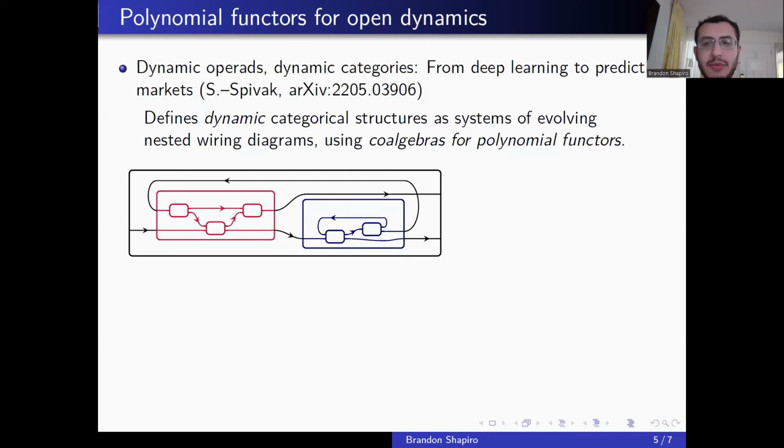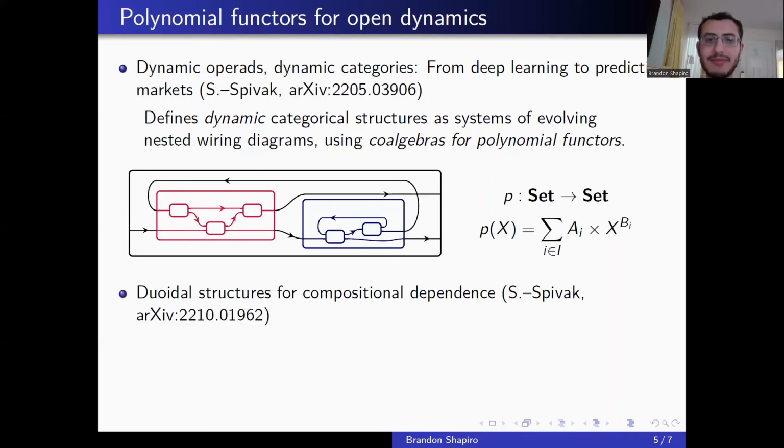The formalism we use for this is polynomial functors and their coalgebras. Now, these are different from what you might have heard about from functor calculus. These polynomial functors go from set to set, and they look like classical polynomials, except the sum is a disjoint union, the coefficients are sets, and the exponents are sets as well. And all of this can be interpreted in the category of sets.